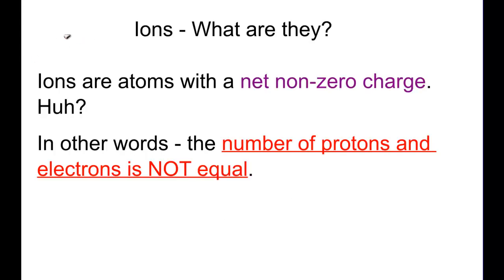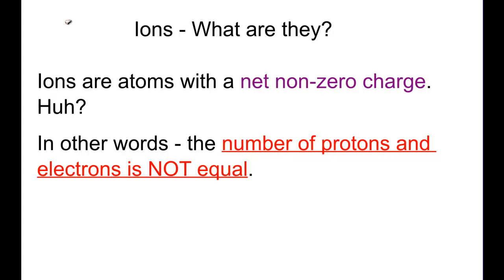Alright, so ions. What is an ion? Ions are atoms with a net non-zero charge. You're probably thinking to yourself, what? That sounds really crazy. Net non-zero. Well, that means that they just have a charge that is not equal to zero. +1, -1, -8, minus whatever. It's just not zero or neutral.